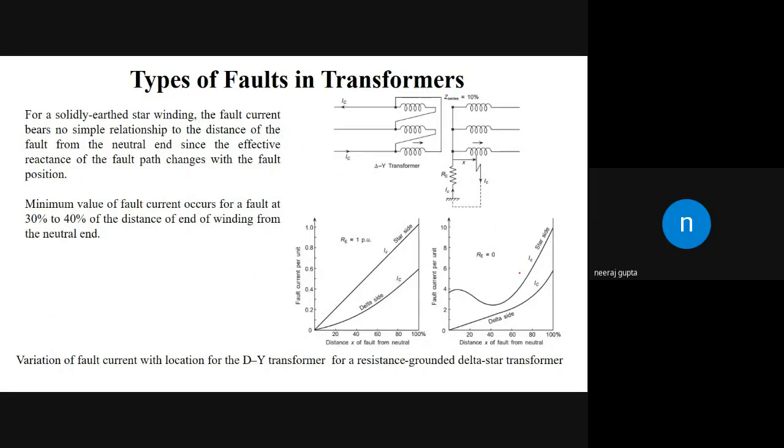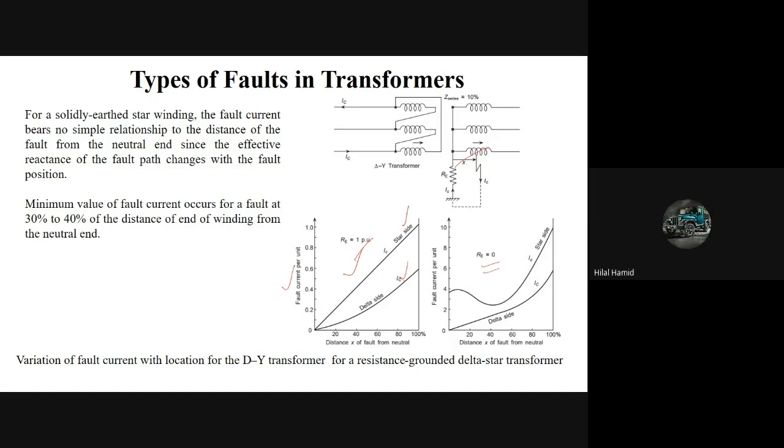So I was saying that in this case, as we are increasing the value of x, which is the distance from the neutral, the fault current in per unit also increases on the star side and on the delta side if there is a particular value of the resistance, that is Re. However, if there is no particular value of the resistance, we take the resistance as 0, then no such pattern has been observed. Is it okay?